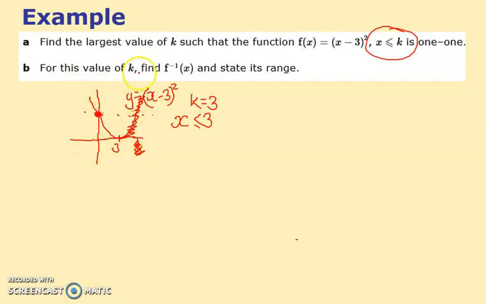Now for this value of k, find the inverse. All right, and so I'll write that again. y equals x minus 3 all squared.